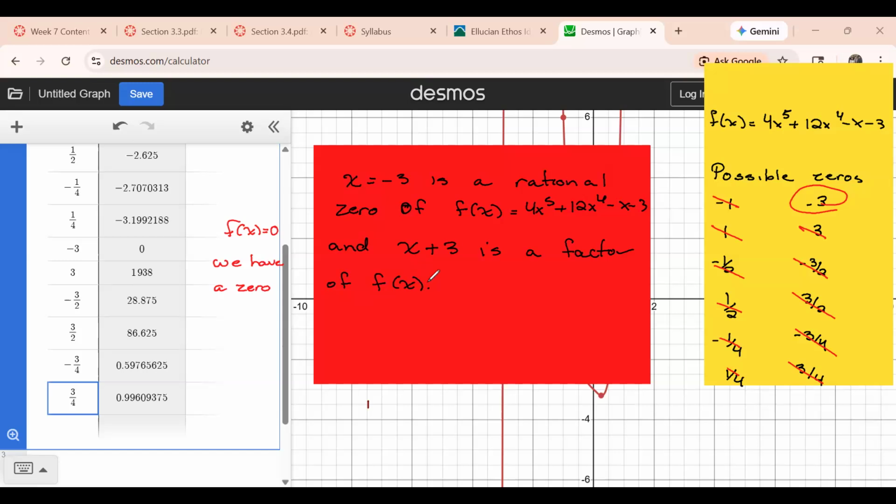Now, there are other zeros, they're just not going to be rational zeros. So the remaining zeros can be real, irrational, or they could be complex numbers. But they're not going to be rational. There could be remaining zeros. All I'm finding is possible rational zeros.